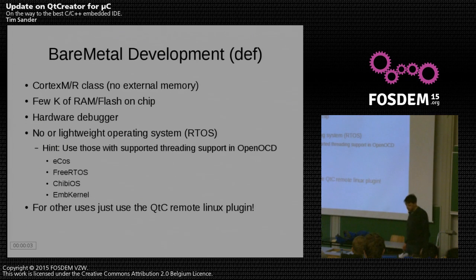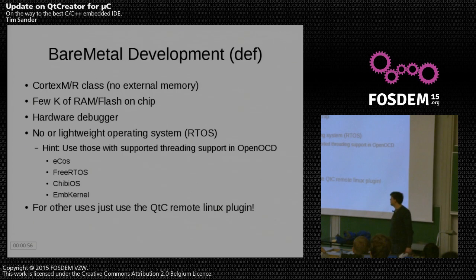Okay. So, yeah, what's bare metal development anyway? For the small class chips, the main chips on the market are the ARM Cortex M or R class devices. I think they are the most popular. They have only a few K of RAM and flash, and they're all built up on one chip, which means they're pretty cheap nowadays. So given that they are so small, you normally need a hardware debugger to talk to them. They have no or only lightweight operating systems.